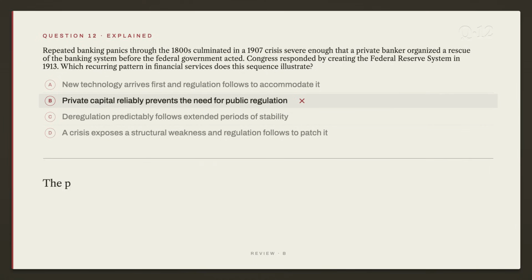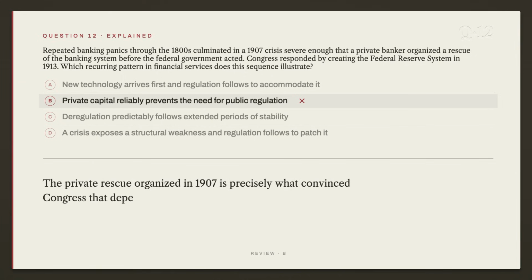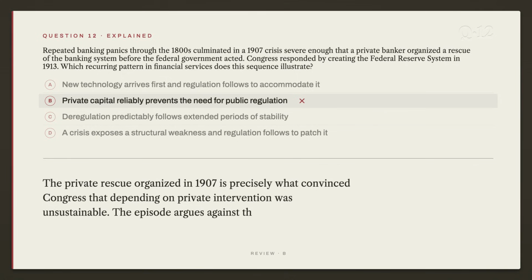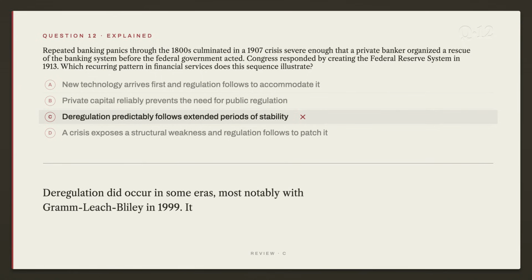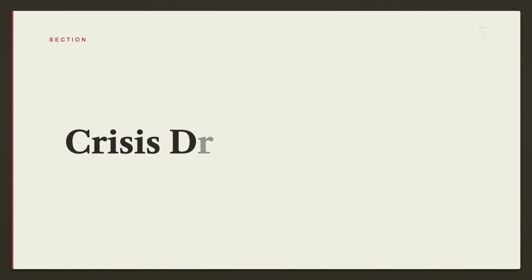B is wrong because the private rescue organized in 1907 is precisely what convinced Congress that depending on private intervention was unsustainable. The episode argues against the claim rather than supporting it. C is wrong because deregulation did occur in some eras, most notably with Gramm-Leach-Bliley in 1999. It is not what happened here, where a crisis produced more regulation rather than less.